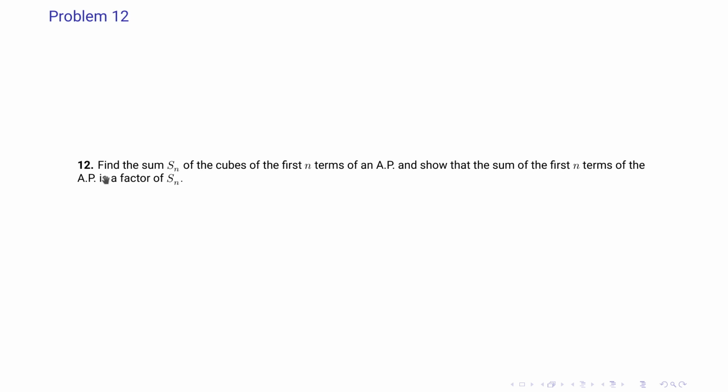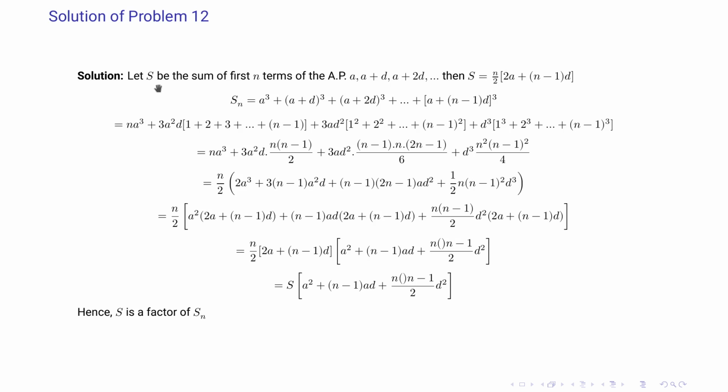Problem 12 says, find the sum Sn of the cubes of the first n terms of an AP and show that the sum of the first n terms of the AP is a factor of Sn. So we let S be the sum of n terms of the AP, and the terms are A, A plus D, A plus 2D and so on. So S would be n by 2 into (2A plus (n minus 1) D). Sn would be A cube plus (A plus D) whole cube plus (A plus 2D) whole cube up to (A plus (n minus 1) D) whole cube.